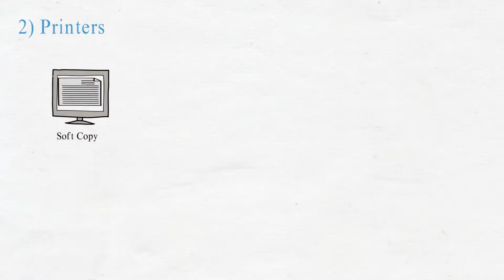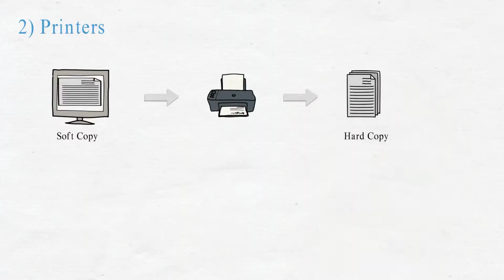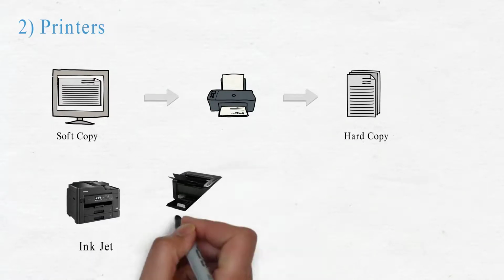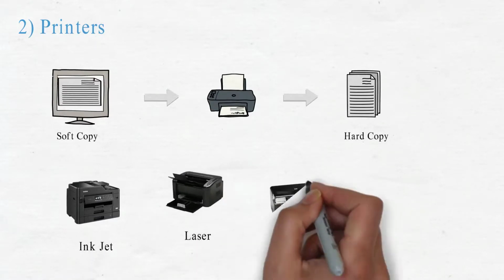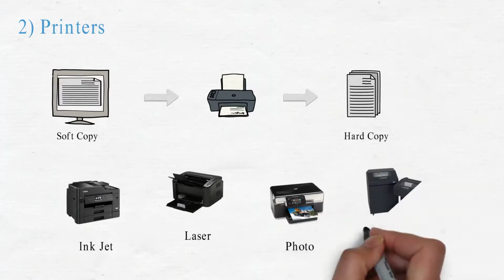A printer is a device which prints the soft copy onto paper, which is called hard copy. There are various types of printers like inkjet printers, laser printers, photo printers, line printers, etc.